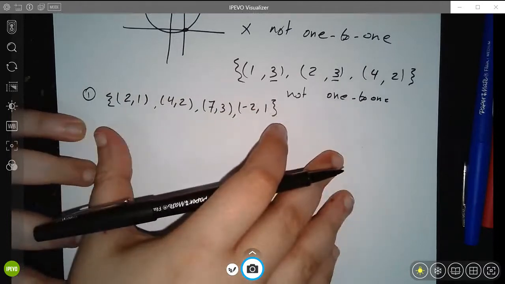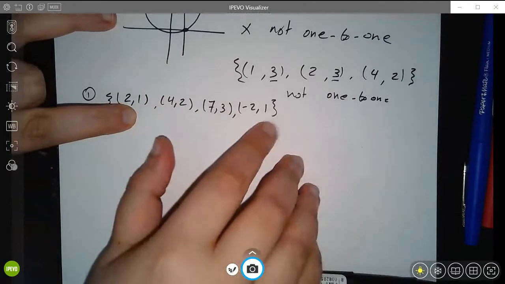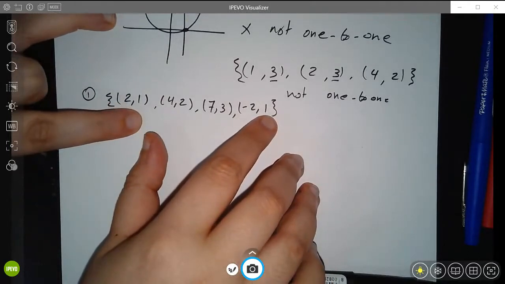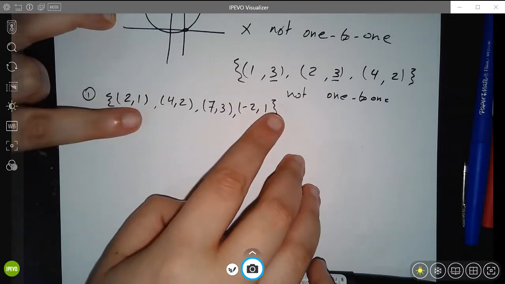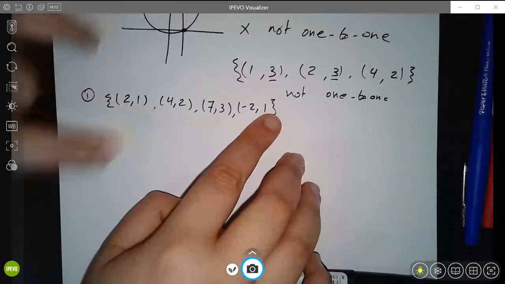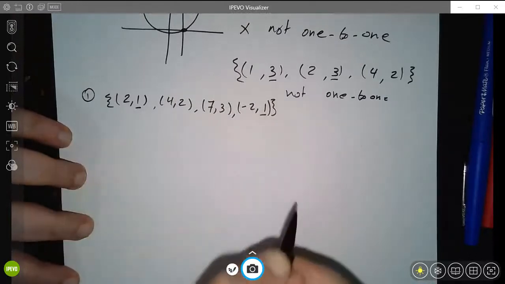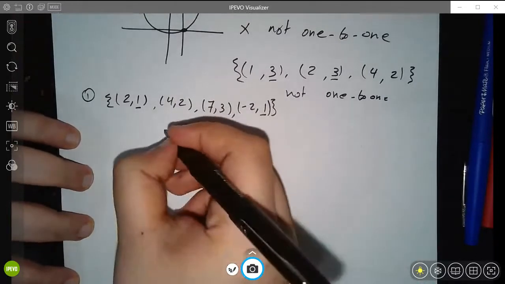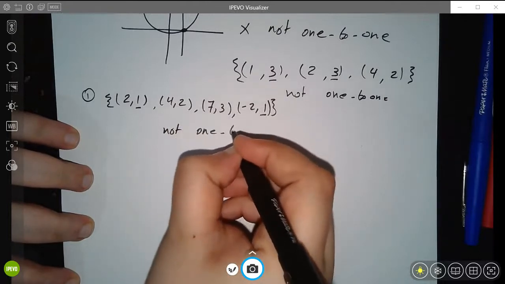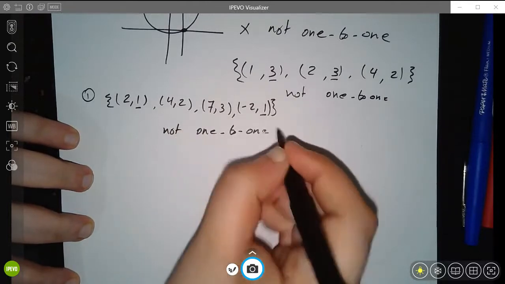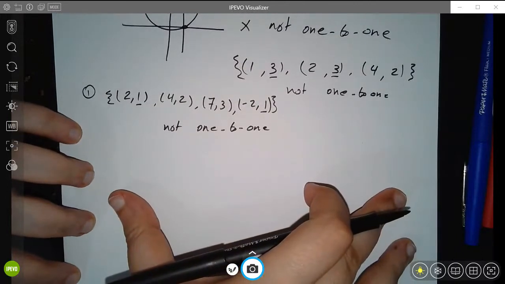Now, is it one-to-one or not? Okay, let's look at the y values. We have a 2 and a 3. Those are not the same, but we have two 1s over here. See that? A 1 and a 1. At the points 2 and negative 2 for x, y is 1. So because of these two right here, this relation is not one-to-one. Okay.